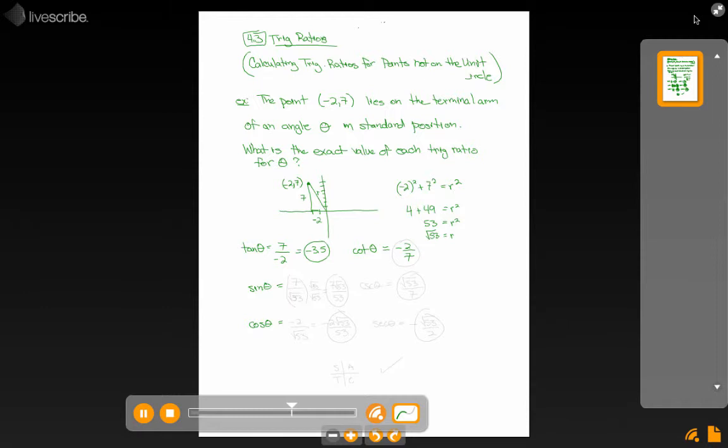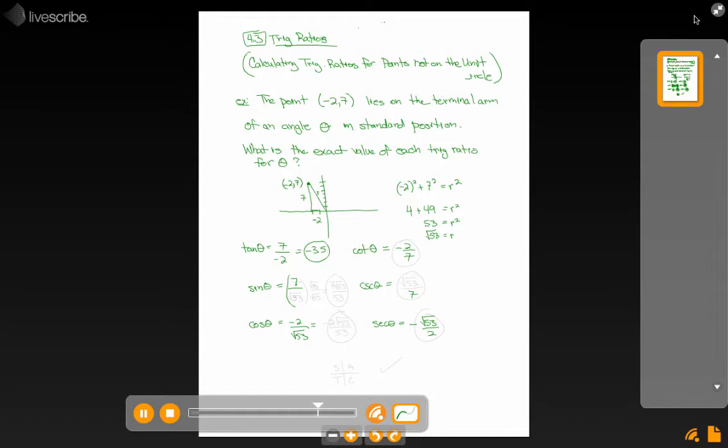And so if I'm looking at sine, it's going to be opposite over hypotenuse. 7 divided by the square root of 53. Cosecant is the reciprocal of that. So it's going to be square root of 53 divided by 7. Cosine is going to be -2 over the square root of 53, and finally secant will be negative the square root of 53 over 2.